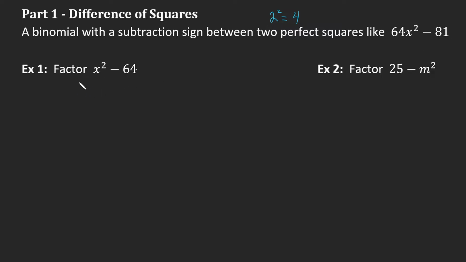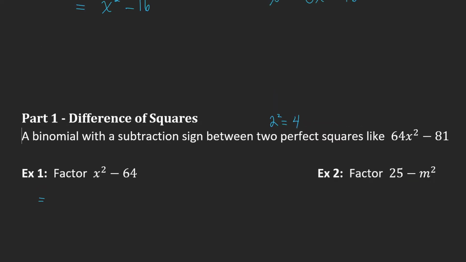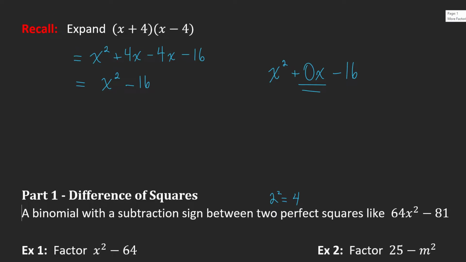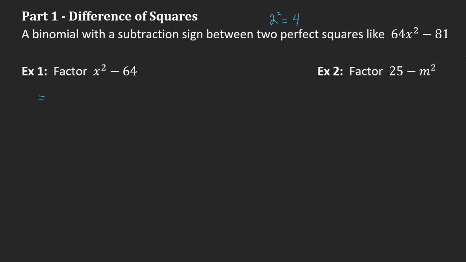Let's take a look at something here. I've got a binomial x squared minus 64, and I've been asked to factor it. If we take a look at what I had done above, where after expanding I said that the 4's canceled each other out, and I ended up with a binomial. This is a difference of squares right here. The subtraction sign, and those are both perfect squares. What that amounts to is the fact that my x term had no coefficient or a coefficient of 0. And we have that again right here, x squared plus nothing x minus 64.